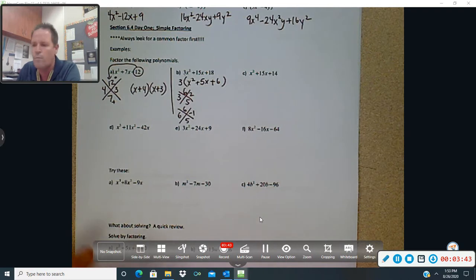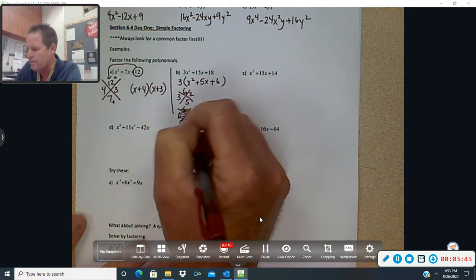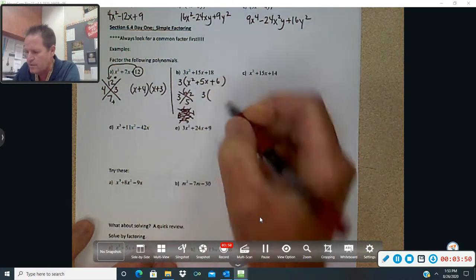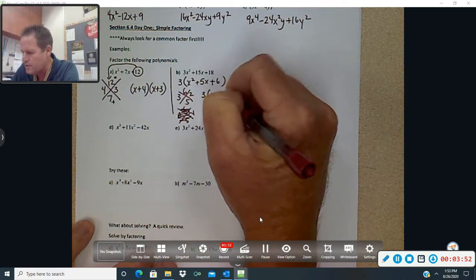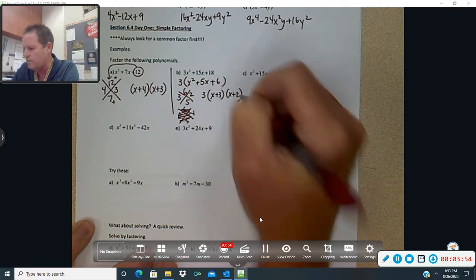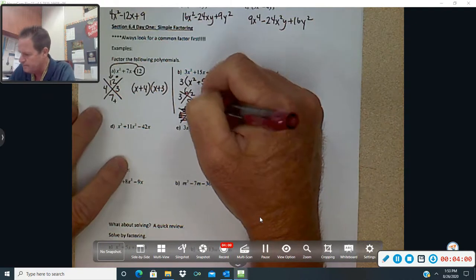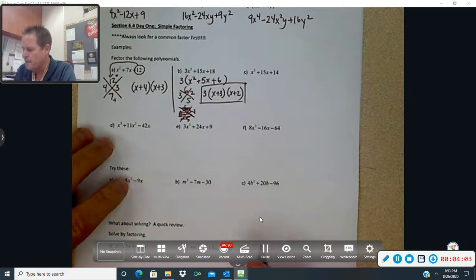Again, there's only one way that works for these. Okay? You didn't find a new way. So it's going to be 3 times, don't forget the 3 that you took out at the beginning, x plus 3 times x plus 2. And that's going to be our answer for that one. That'll be the factoring. All right, let's keep going.